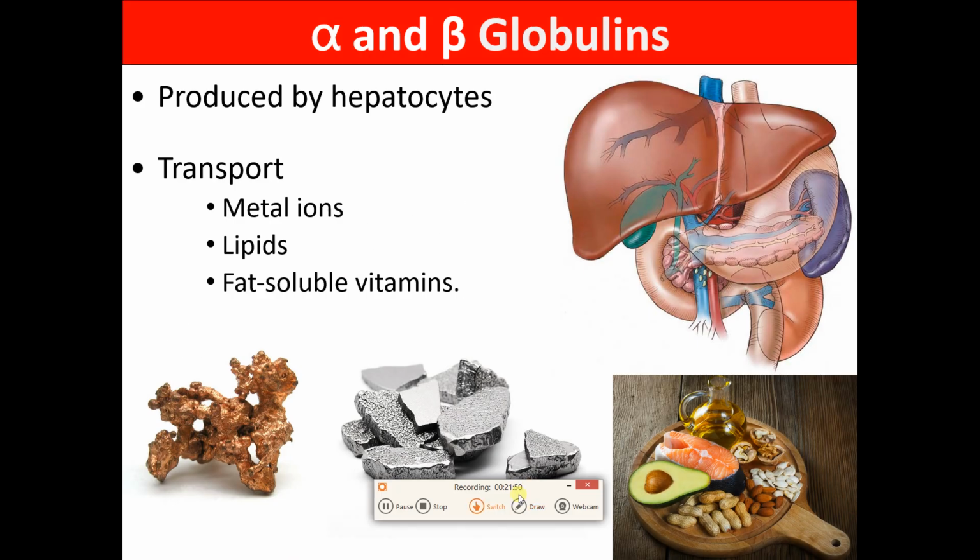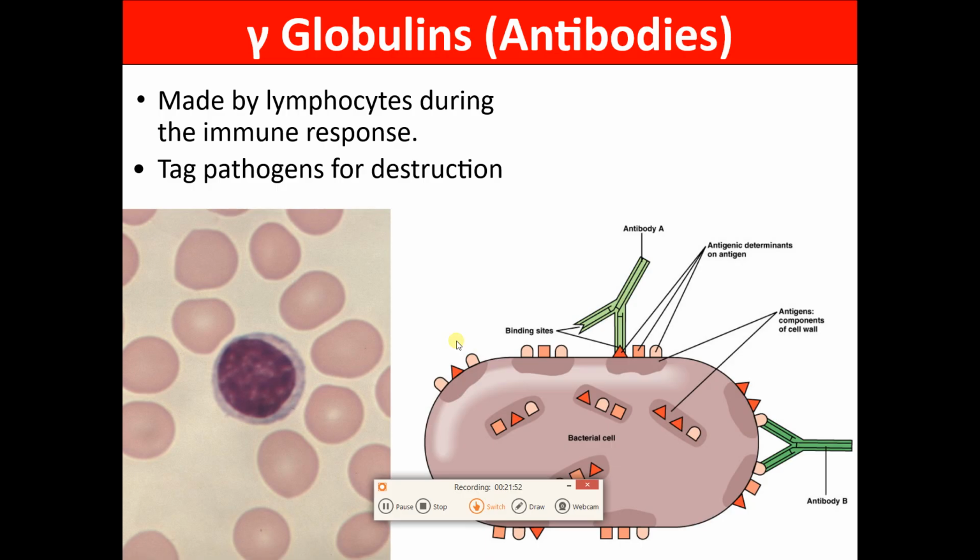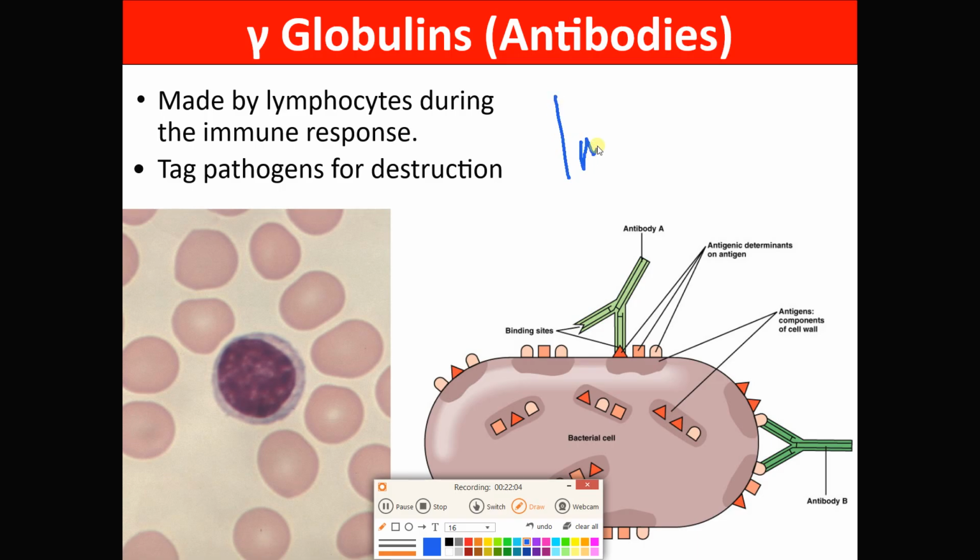So that's our alpha and beta globulins. We've also got these guys called gamma globulins. That's the Greek letter gamma right there. Gamma globulins are also known as antibodies. What gamma globulins are, they are immune proteins. Gamma globulins or antibodies are immune proteins. They are made by white blood cells called lymphocytes. This is a lymphocyte right here, and they're made when you're having an immune response.